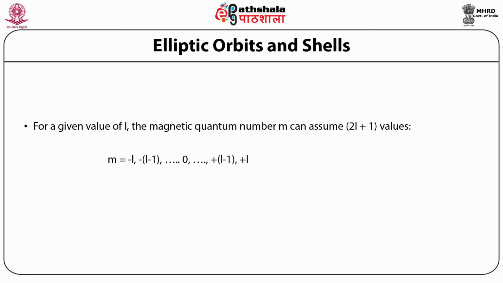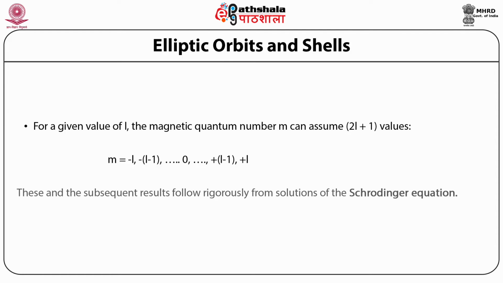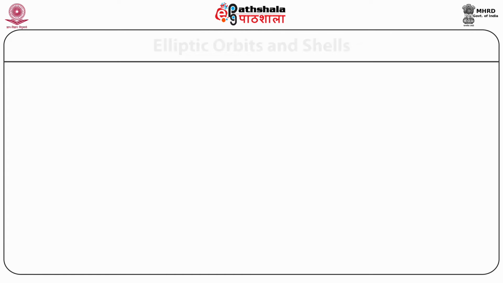But what I wanted to say is that these are described by Sommerfeld, as I said, as an extension of Bohr's theory. But actually, these results, that is, the idea of 3 quantum numbers, follow rigorously from the solution of the Schrödinger equation in 3 dimensions, which we'll talk about after 2 or 3 lectures.